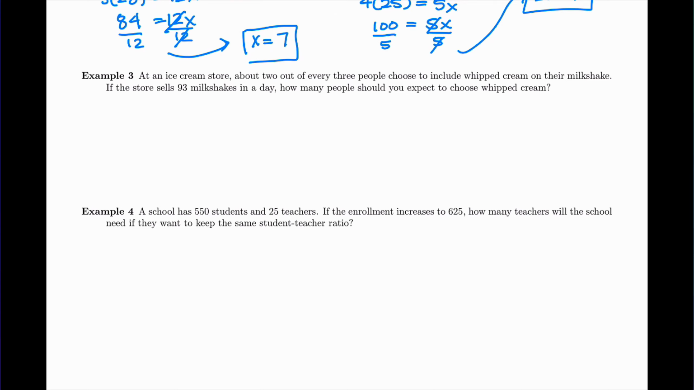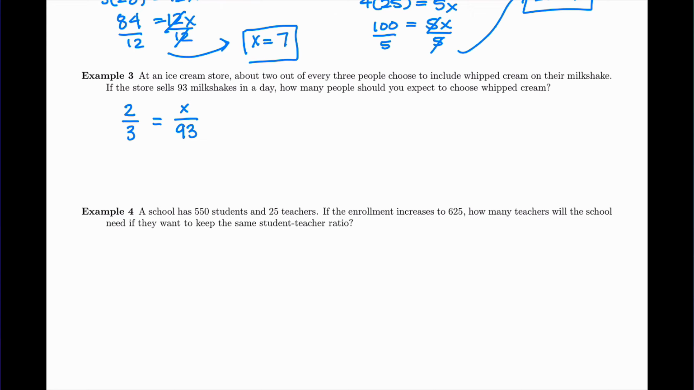So let's set up our proportion. 2 out of 3, that's how many people choose whipped cream. And the store sells 93 milkshakes total, and we want to know how many choose the whipped cream, so we'll put that x there. So notice, 2 choose whipped cream out of 3, x choose whipped cream out of 93. We have to make sure that we set them up the same pattern. So now I can solve using cross multiplication just like I did before.